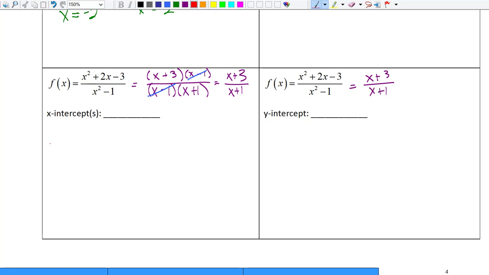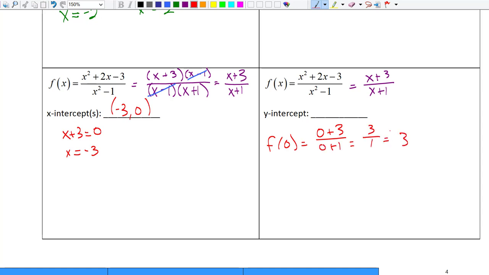So when I'm trying to do the x-intercept, I set the reduced numerator equal to 0, and that's going to get me x equals negative 3. So my x-intercept is (-3, 0). Again, if you reduce it, it's actually simpler, and because it's more simple, it's easier to do. For the y-intercept shortcut, you just find f of 0. And again, I'm using the shortcut, so that's 0 plus 3 over 0 plus 1, and that gets me 3 over 1, or just 3. That's (0, 3). Okay, and that concludes this lesson.